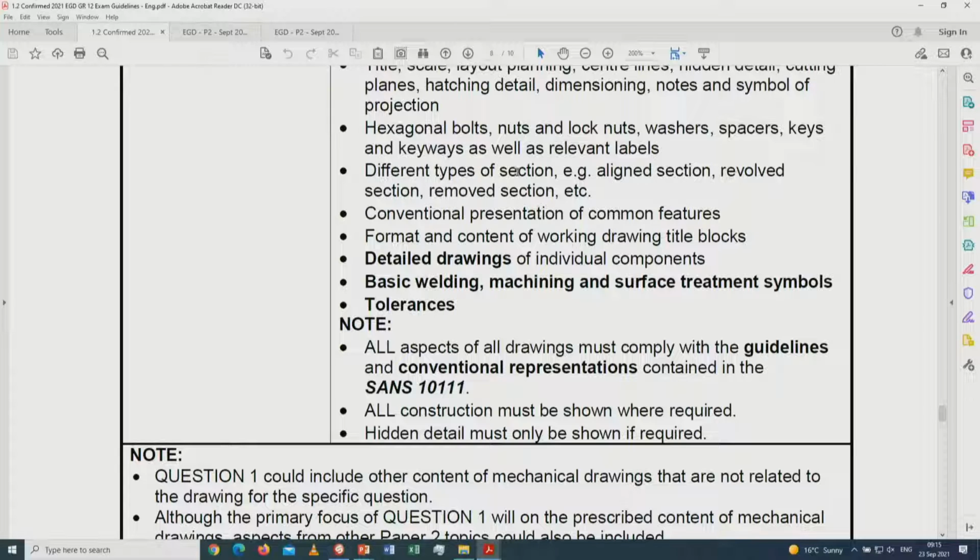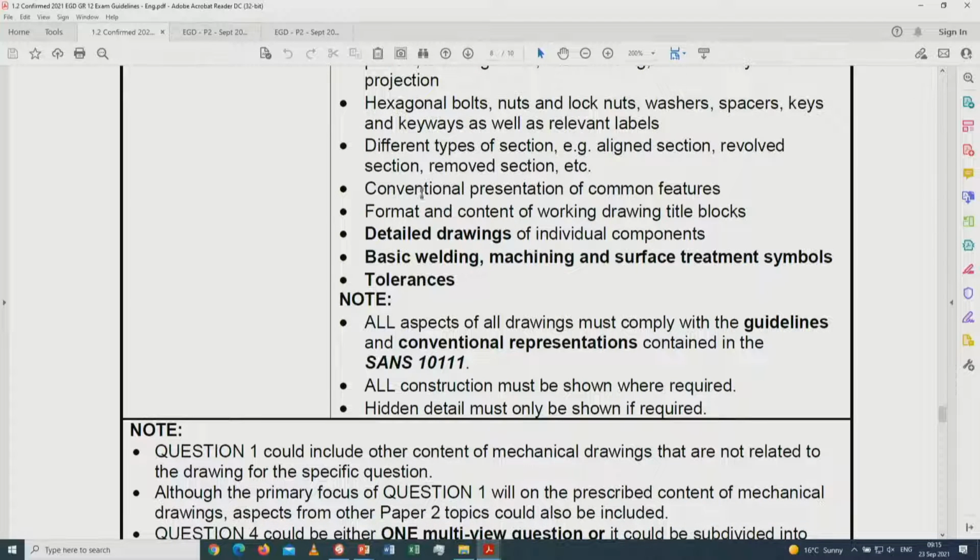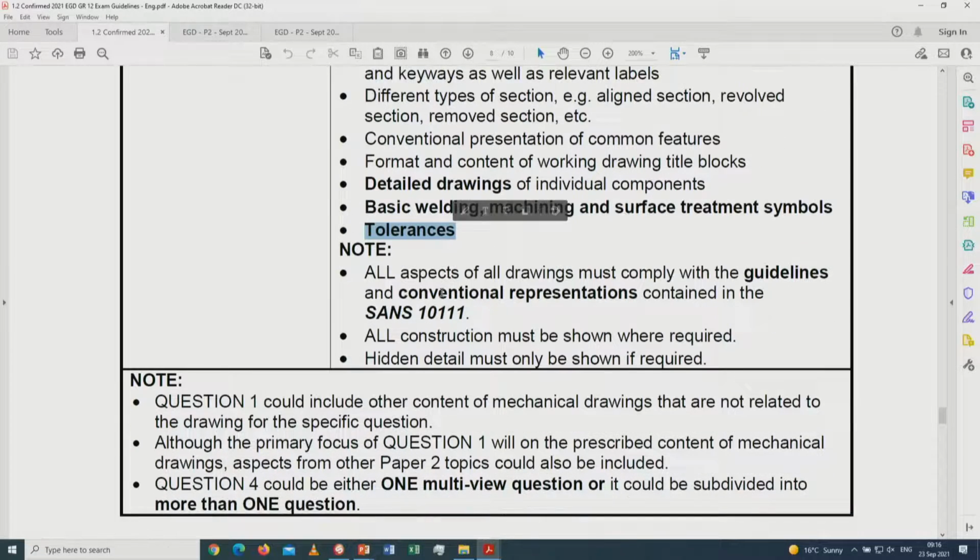And then also the different types of sectioning, in other words, aligned section, revolved section, removed section, offset, and also successive sectioning. Those are some of the examples. The learners should know those different options of sections. And then also conventional presentation of common features, and the format and content of working drawings and title blocks, and then also the detailed drawings of individual components itself, especially for those with grub screws and those types of things, which basically come from nuts and bolts. And then also the basic welding symbols, mechanical symbols, treatment symbols, and then also tolerances. That is important over there.